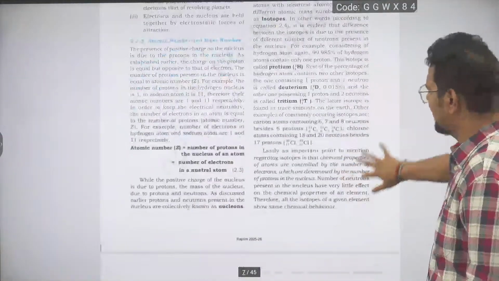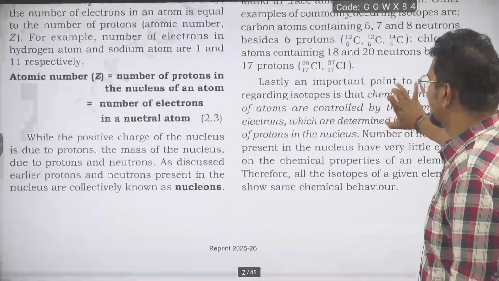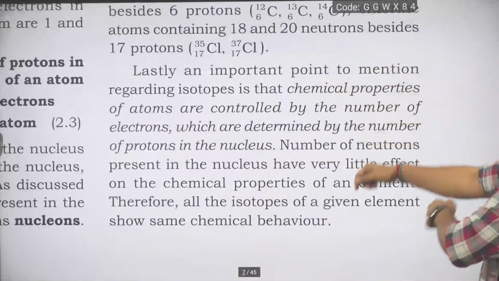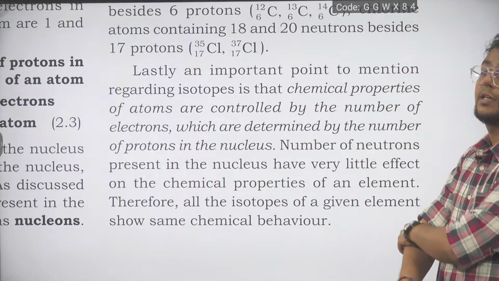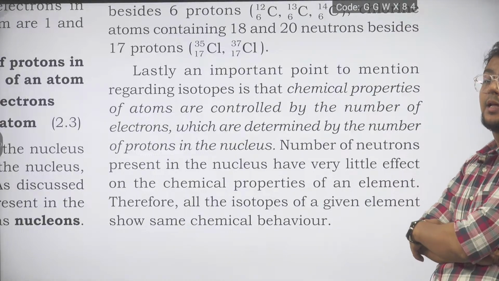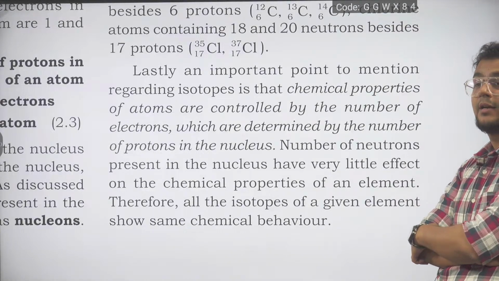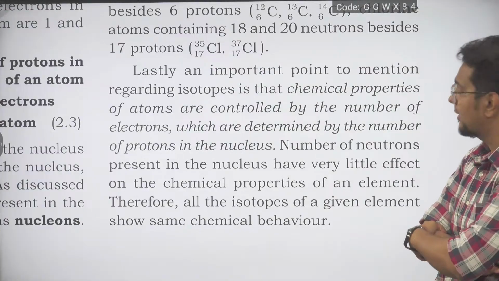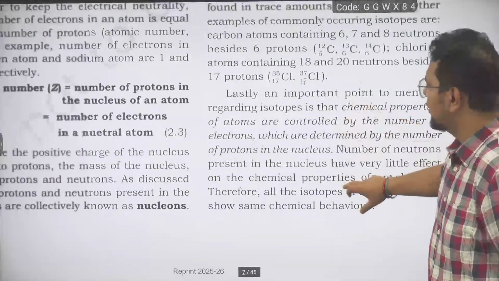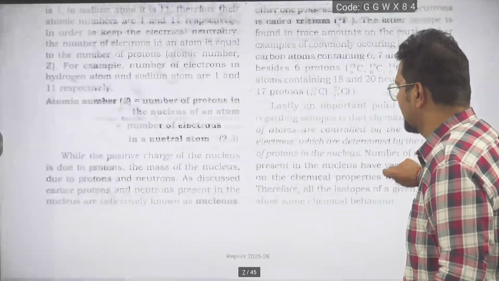Isotopes, isobars covered. This is the thing I mentioned. Lastly, an important point regarding isotopes is that chemical properties of an atom are controlled by the number of electrons, which are determined by the number of protons in the nucleus. The number of neutrons present in the nucleus has very little effect on the chemical properties of an element. Therefore, all isotopes of a given element show the same chemical behavior. This was a NEET 2021 question also.